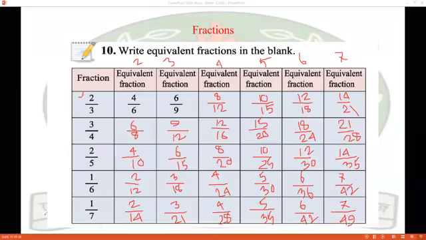This series, all the fractions in this series are equivalent to this fraction. All fractions of this line are equivalent to this one. This is also a fraction of this line, all are equivalent. In this way, by multiplying the numerator and denominator, we find the equivalent fractions of a given fraction.